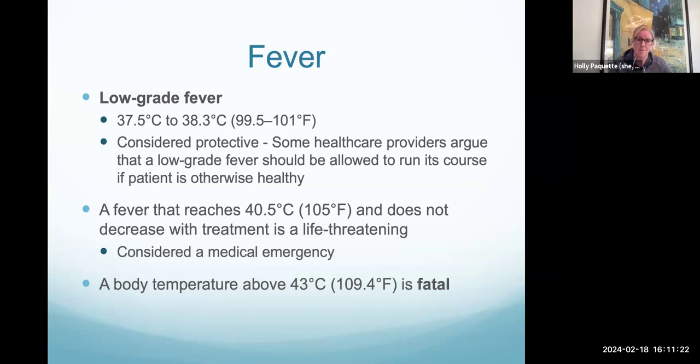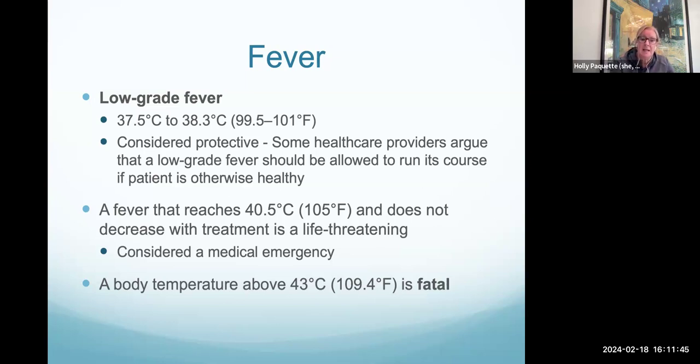As the fever goes up, though, we can see that it can become more problematic. So any fever that reaches 40.5, that would be 105 Fahrenheit, and does not decrease when you're giving yourself something that should be bringing it down. So if you're taking Tylenol or Advil or aspirin and it's not bringing it down, we would then think of that as life-threatening, and it would be an emergency to get in to see somebody.